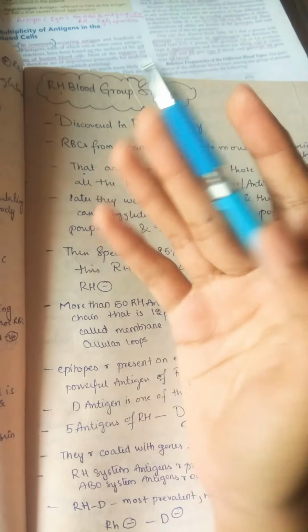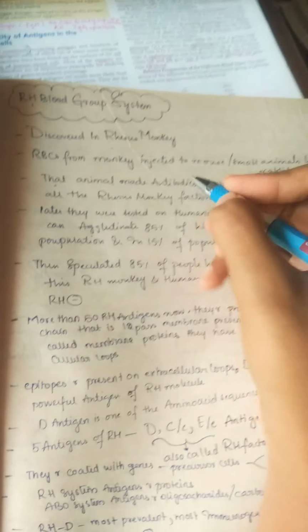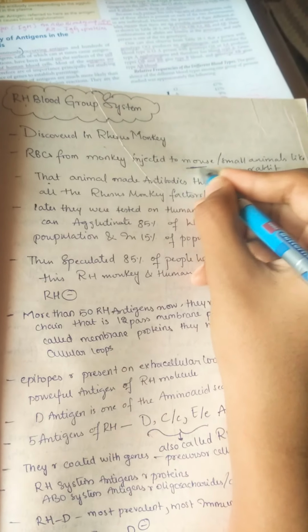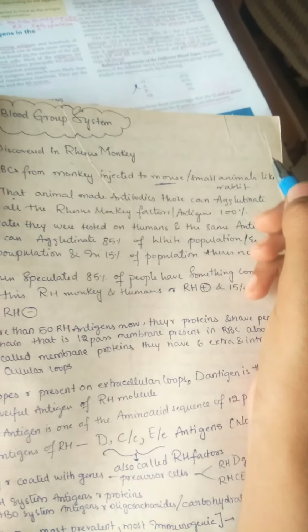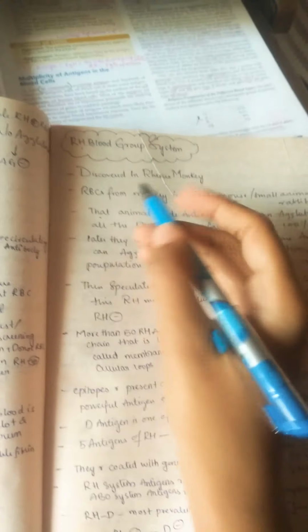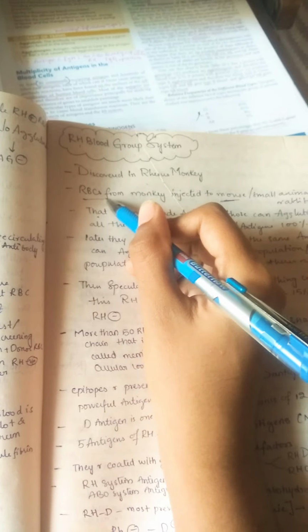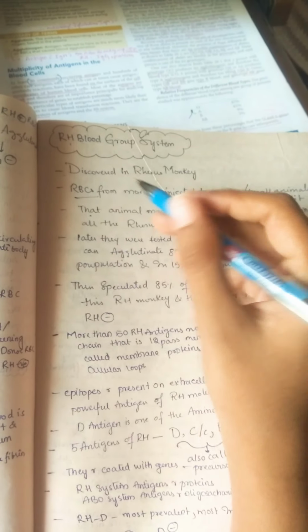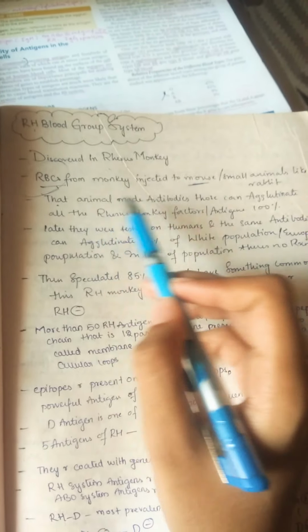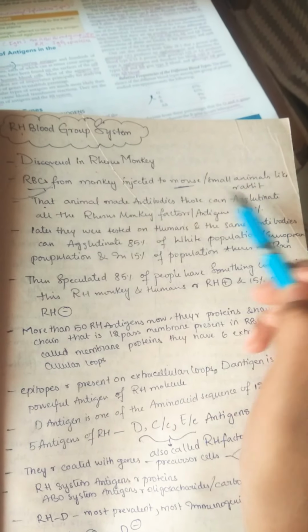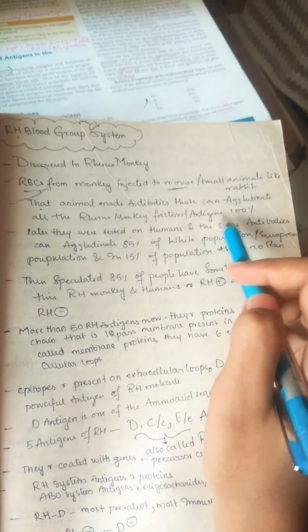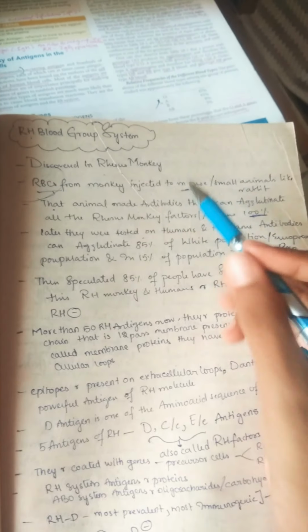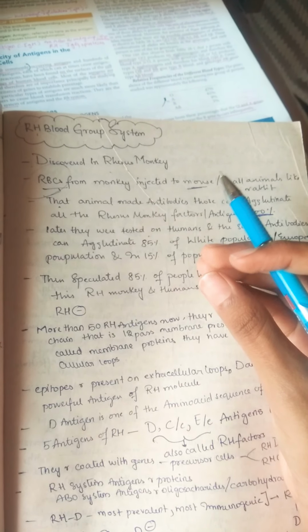and RBCs here are mainly coming from the monkey, and these RBCs are injected into a mouse or rabbit or any other small animals. After injecting this, you can understand this RBC is acting like an antigen, and the animal's body now produces an antibody against the RBC. So that animal made antibodies that can agglutinate all the rhesus monkey factors or antigen, about 100%. Agglutinate means they are clumping them.